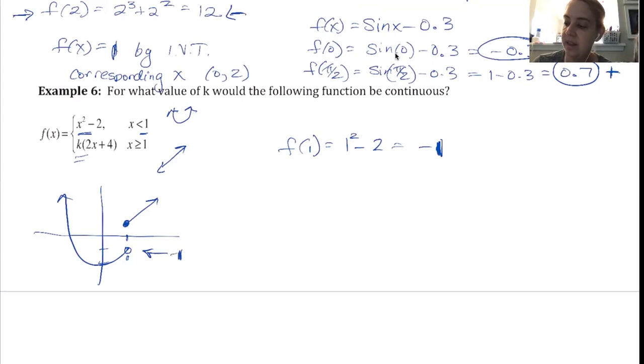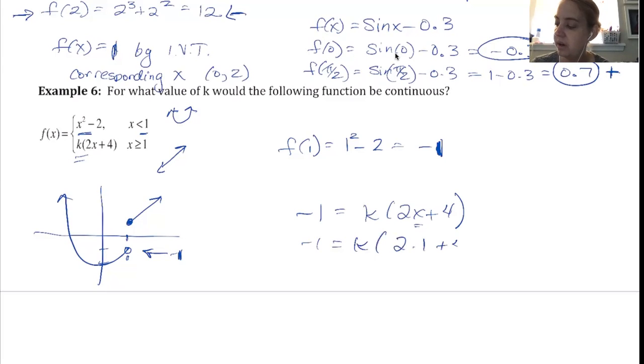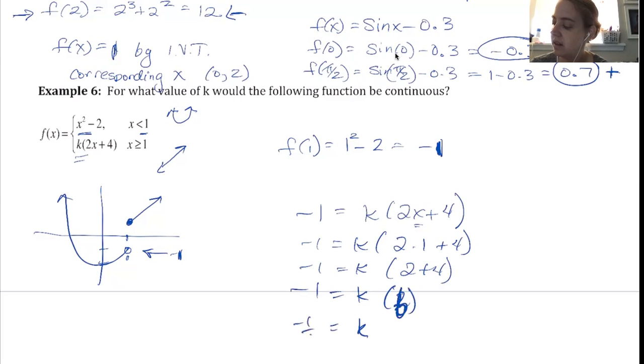Now, again, we need this piece to have a y value of negative 1. So we want to figure out what this needs to be down here. So what I'm going to do is say that negative 1 is equal to k times 2x plus 4. But we know what x is. x has to be equal to 1. So negative 1 equals k times 2 times 1 plus 4. Here's my k. 2 plus 4. Negative 1 equals k times 6. k is negative 1/6. So negative 1/6 is the value of k that makes this a continuous function.